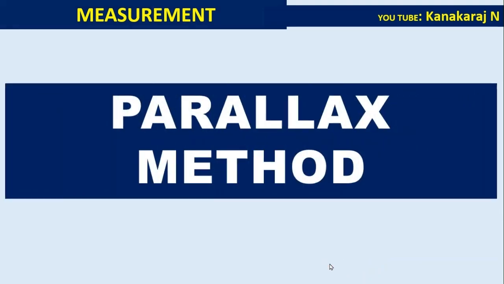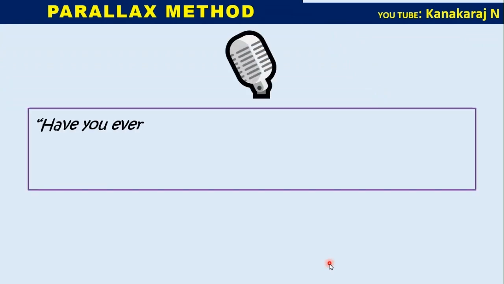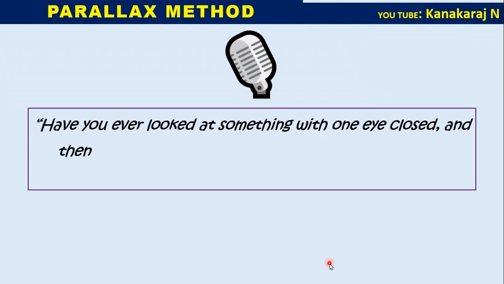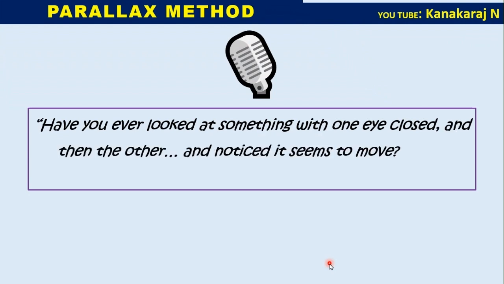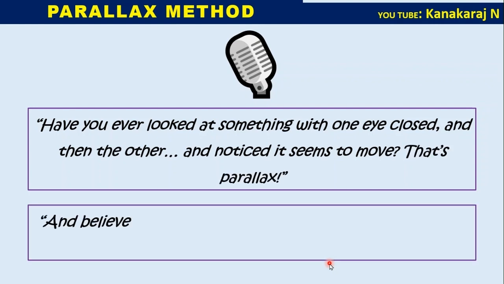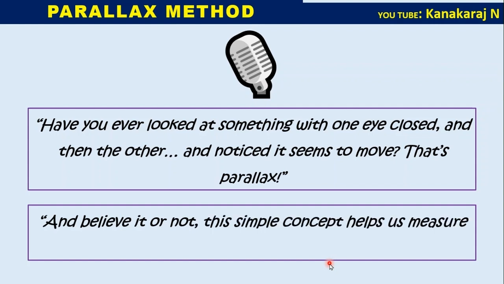Parallax method. Have you ever looked at something with one eye closed and then the other? Noticed it seems to move? That's parallax. And believe it or not, this simple concept helps us measure the distance to planets and stars.